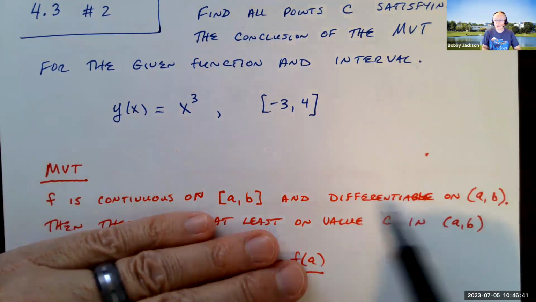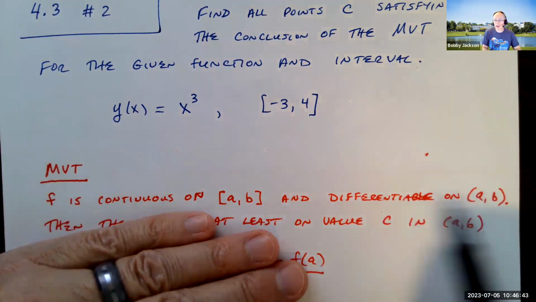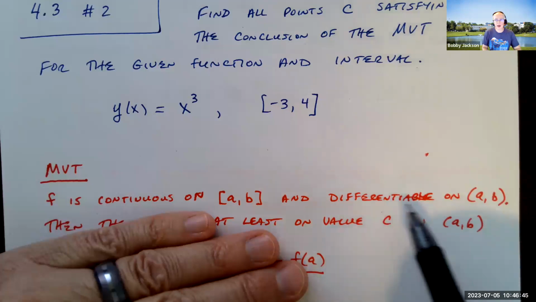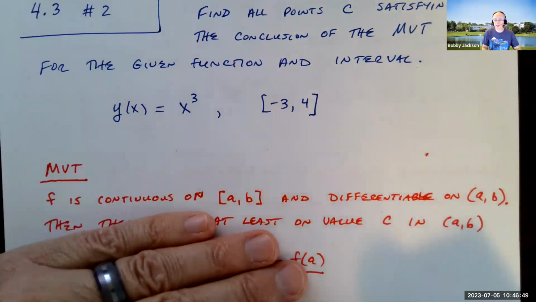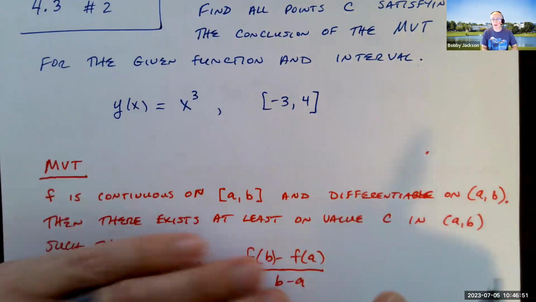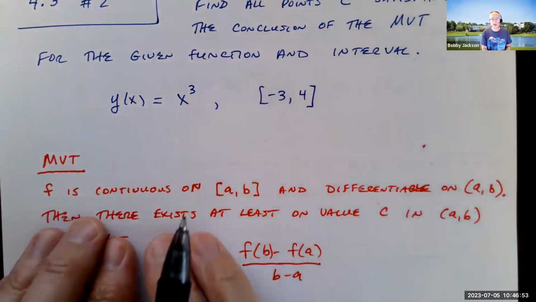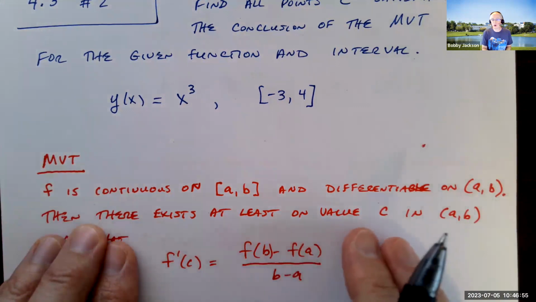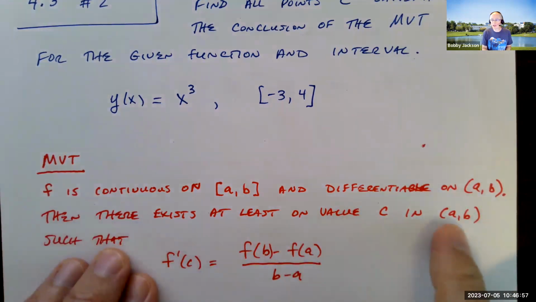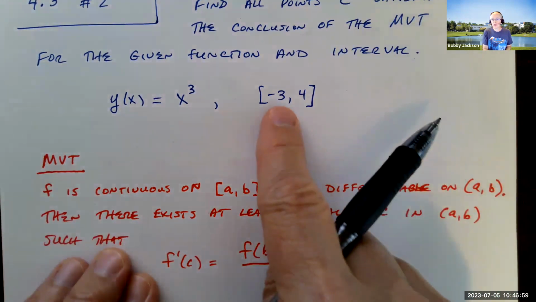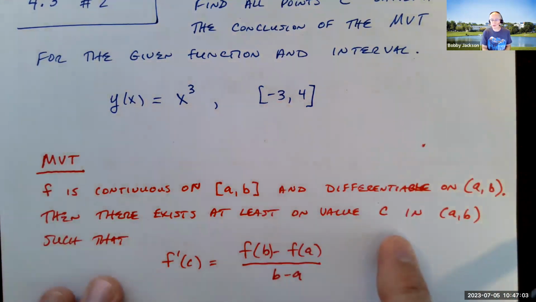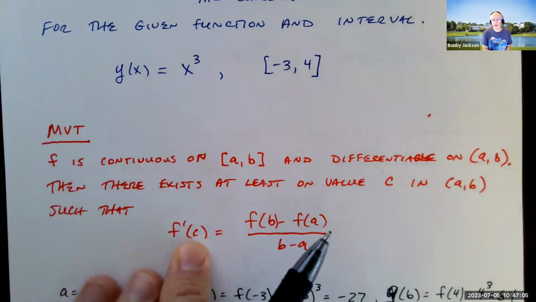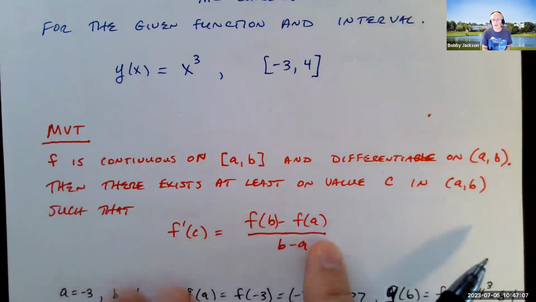Differentiable means the derivative exists everywhere between A and B, which means basically the graph is smooth, there's no sharp turning points, and we don't have any vertical tangent lines. Okay, so with those two conditions, then there always exists at least one value C, some number in that interval. In our interval here from -3 to 4, some value C would be something between those two numbers, such that the derivative evaluated at C is equal to this big expression.